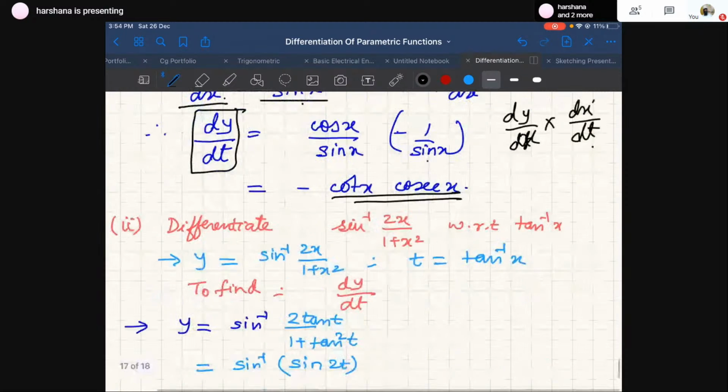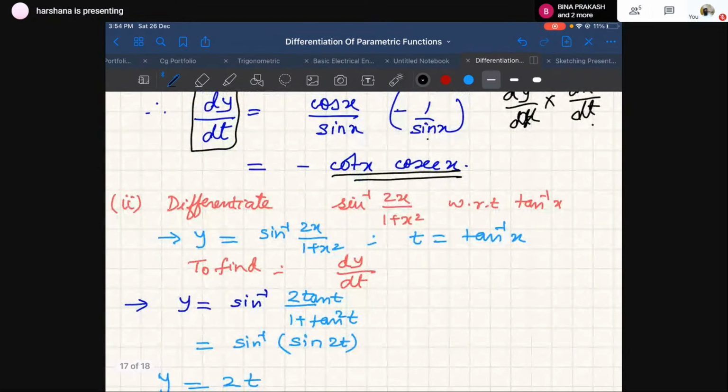We have another question based on this, that is, differentiate this expression, sin inverse of x upon 1 plus x square, with respect to tan inverse x.